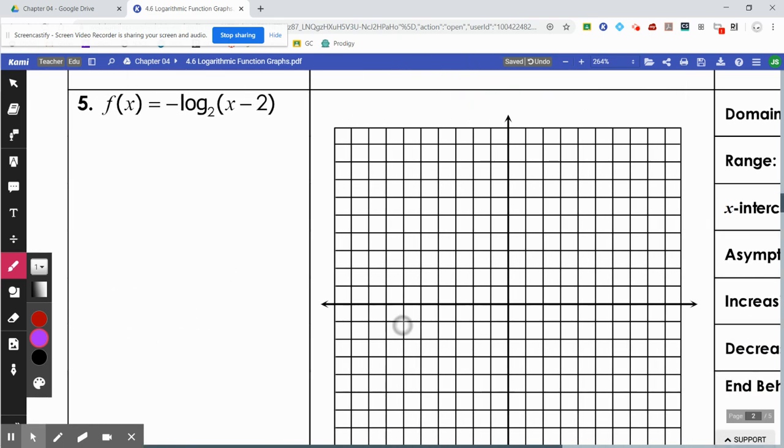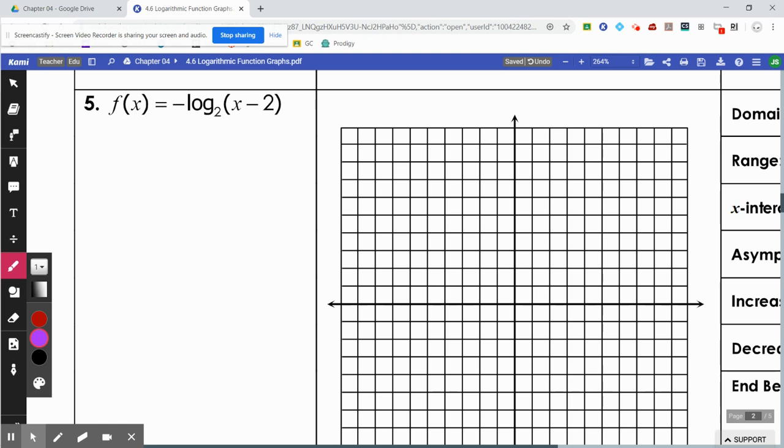Next problem. Now this is another transformation. You actually have a couple of transformations here from the original log base 2 of x. Again, I am just going to plug some values in. Be careful, because normally I can't plug in zeros and negatives. You can't take the log of 0, can't take the log of a negative. Well, if you plug in a 2 right here, you're taking the log of 0, which you cannot do.